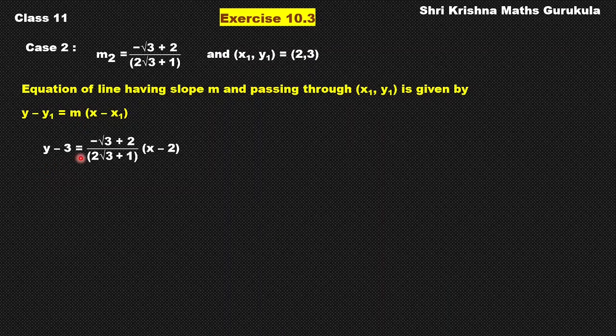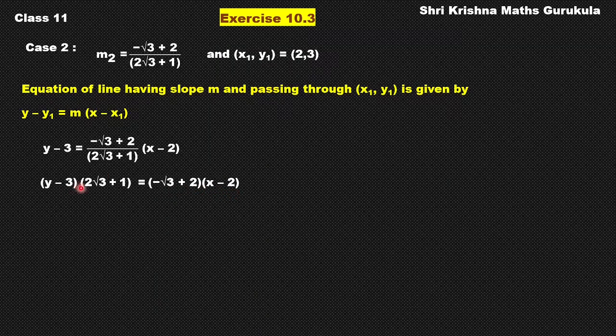So it is y minus 3 is equal to minus root 3 plus 2 divided by 2 root 3 plus 1 into x minus 2. This y minus 3 and x minus 2, both the terms remain as it is. Only slope changes. When you compare case 1 and case 2, it is only the slope that is changing. These two terms are as it is. So we'll cross multiply, which is y minus 3 into 2 root 3 plus 1, that is equal to minus root 3 plus 2 into x minus 2.